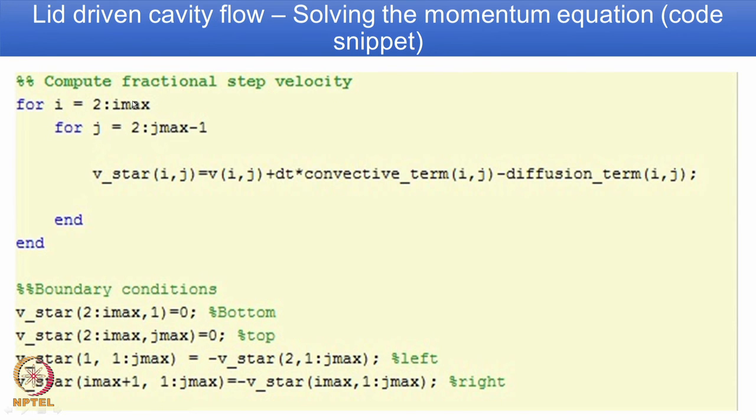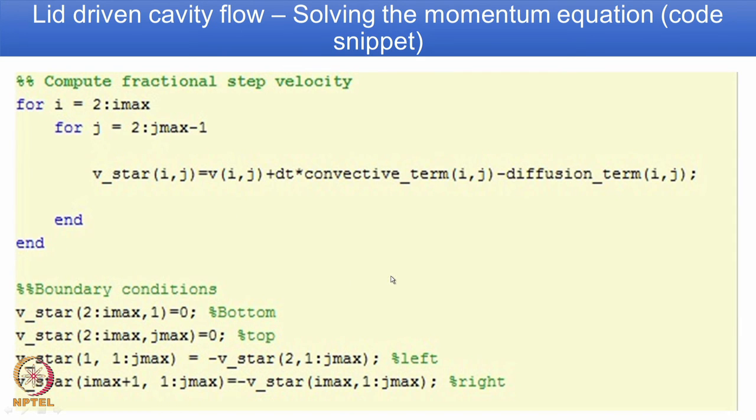So, compute the fractional step velocity V star for i from 2 to i max and for j from 2 to j max minus 1. V star is equal to V i comma j plus dt multiplying convection term minus diffusion term, and end and end.